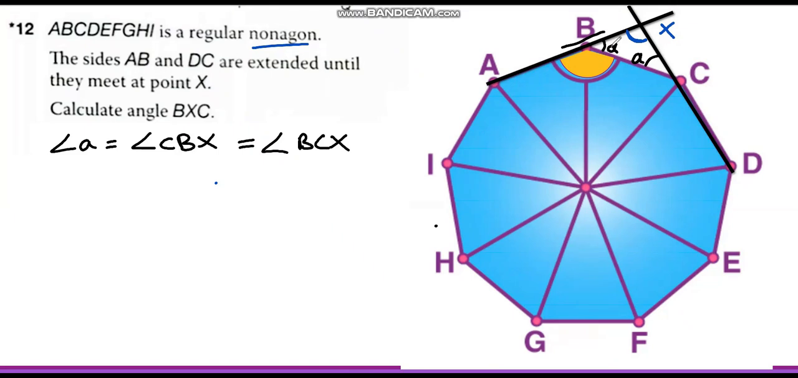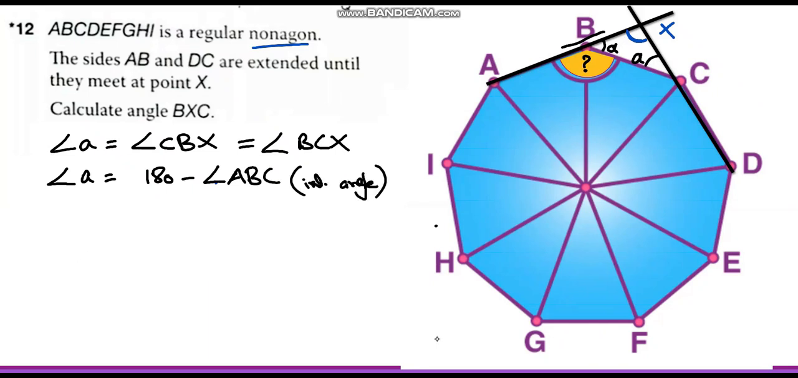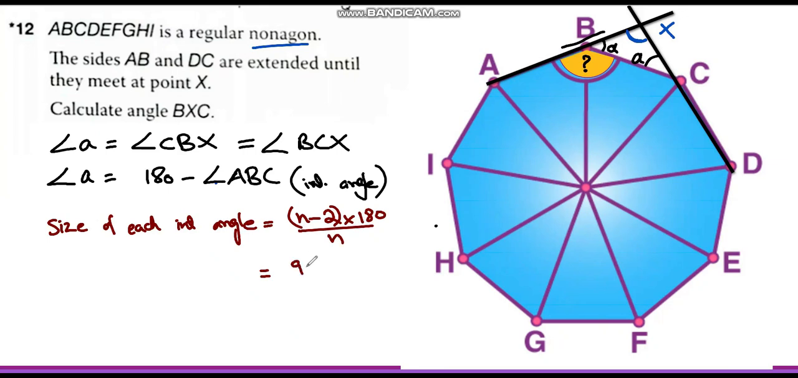So to find the size of angle A, definitely we will subtract this interior angle, which is ABC, from 180 degrees. So I will write that angle A should be equal to 180 minus the size of angle ABC. ABC is the interior angle. So let's calculate the size of each interior angle in a regular nonagon. The size of each interior angle will be equal to (n minus 2) times 180 divided by n. And we have 9 sides, so 9 minus 2 is 7. That is 7 times 180 divided by 9, and that will be equal to 140 degrees.